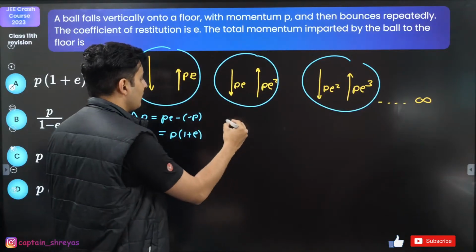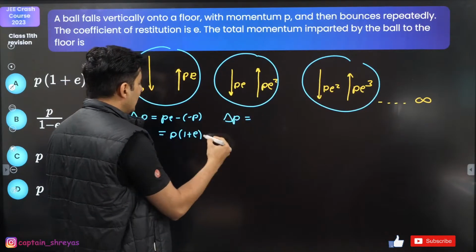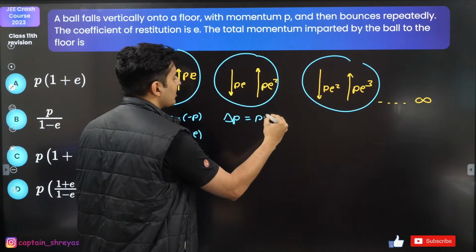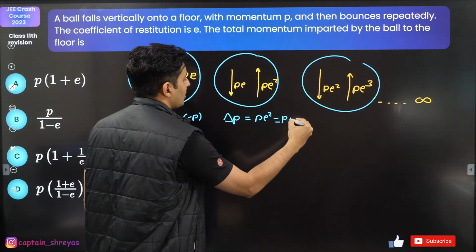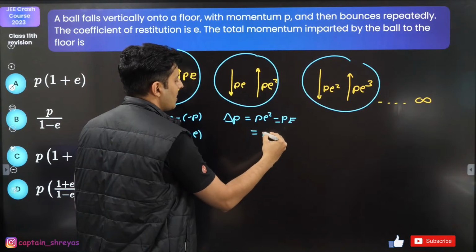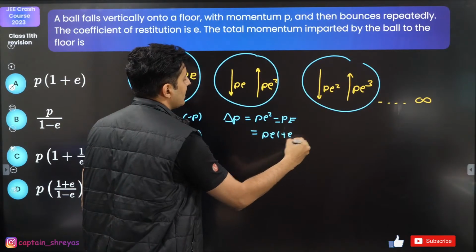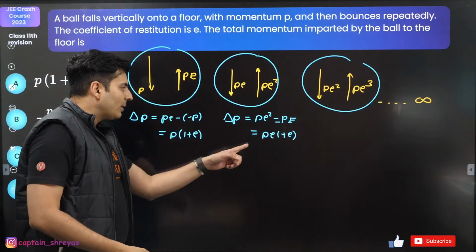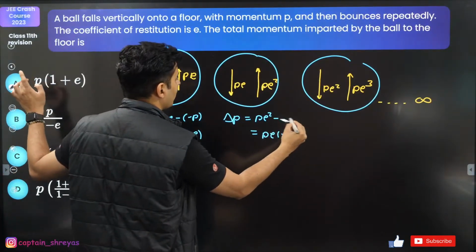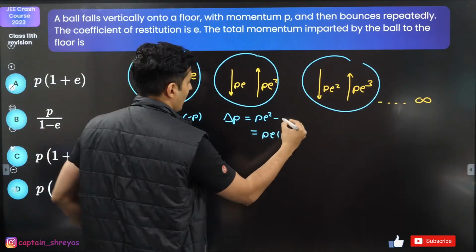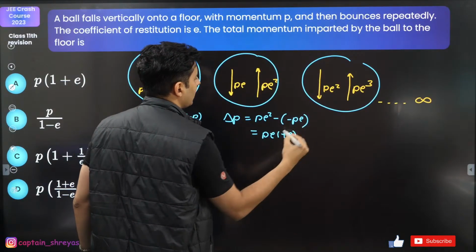In the second case, if you ask what is the change in momentum, it will be nothing but Pe square minus of P. So basically it will become Pe(1 plus e) again. So you can see P into (1 plus e), P into (1 plus e). Alright, I think I'll just write it properly over here. This is minus P, yep.